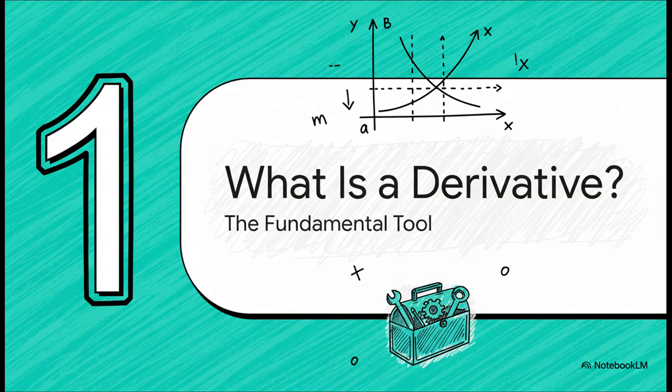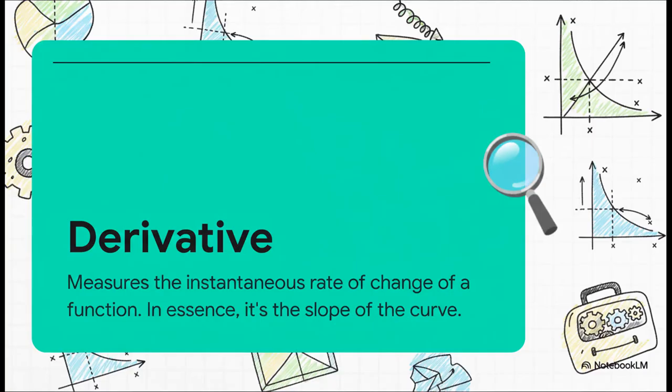Okay, first things first. Let's talk about the cornerstone of this whole thing, the derivative. What in the world is it, and why is it so important? Okay, so you can think of the derivative as kind of like a magnifying glass for change. It lets us zoom in on one single, precise moment in time and see exactly how fast something is changing right then and there. On a graph, that's just the steepness, the slope of the curve at that one spot.